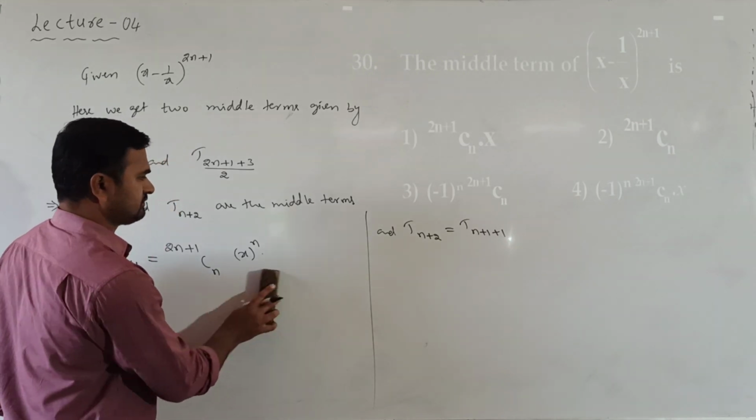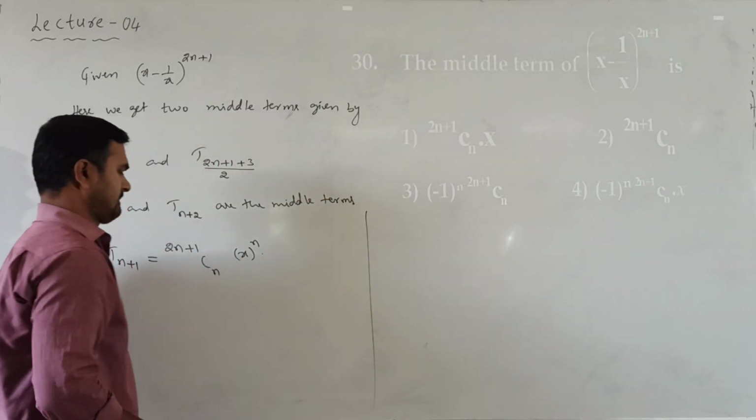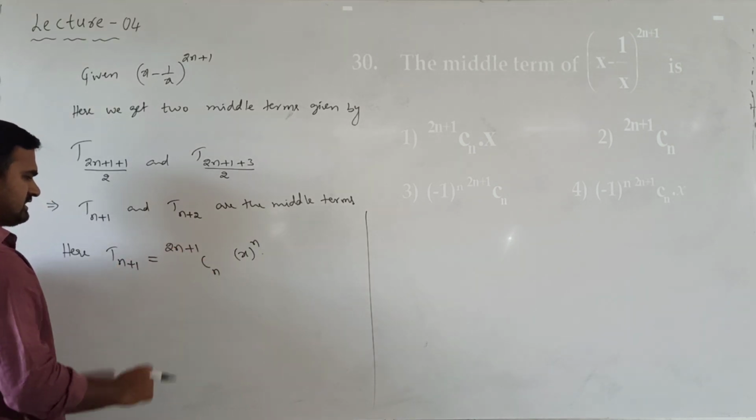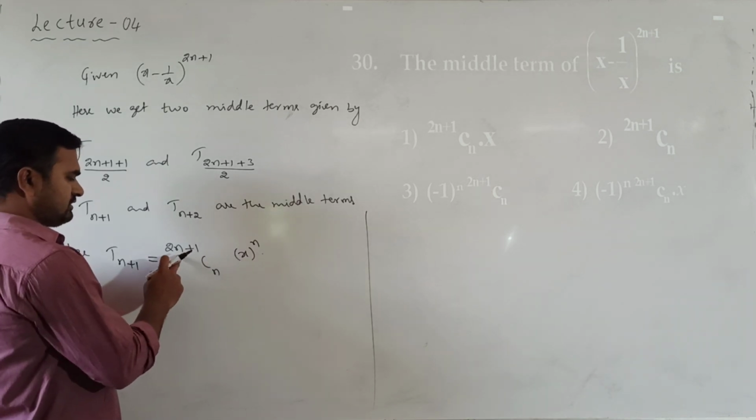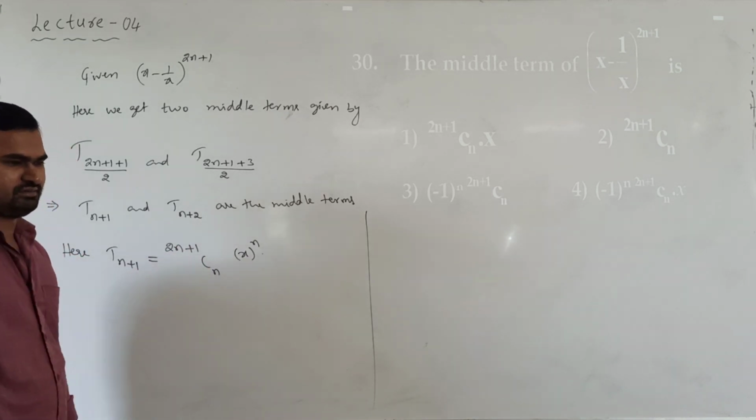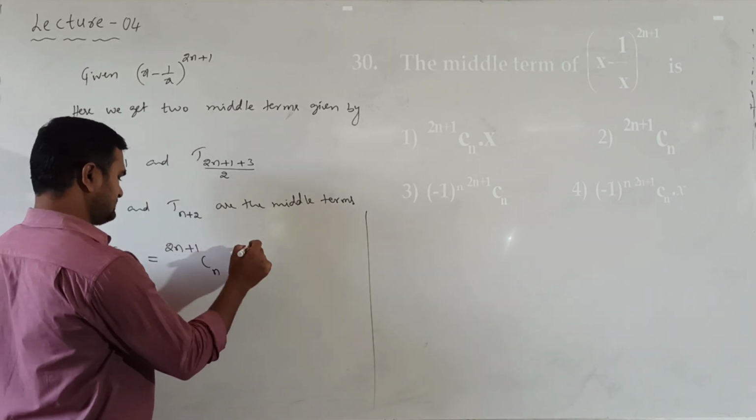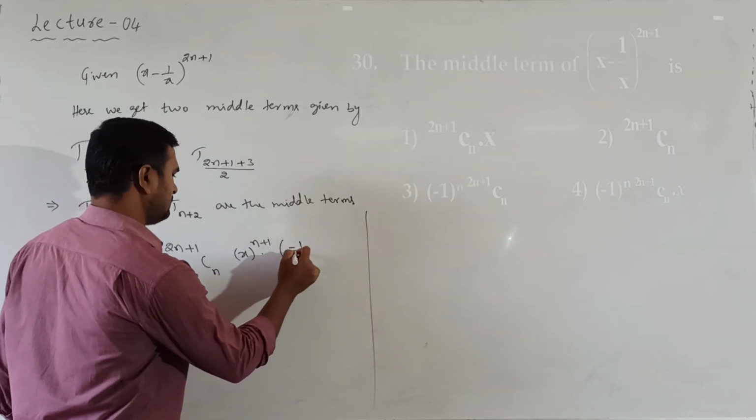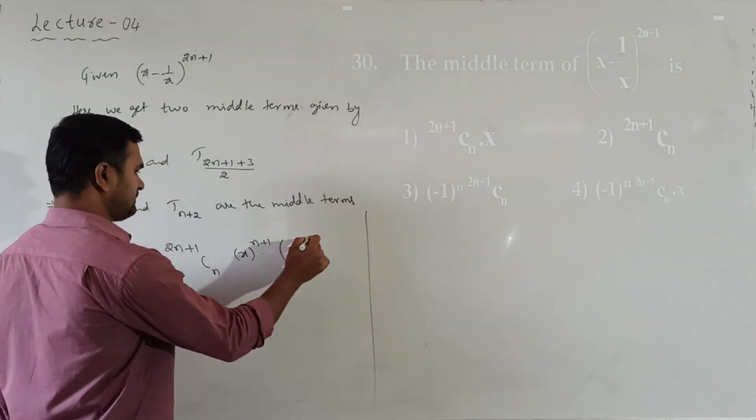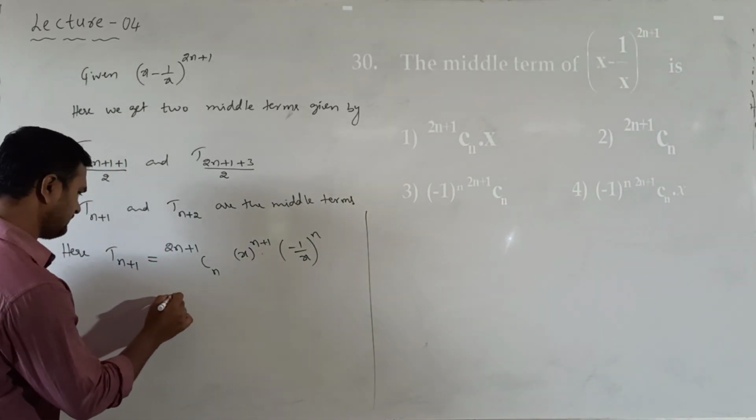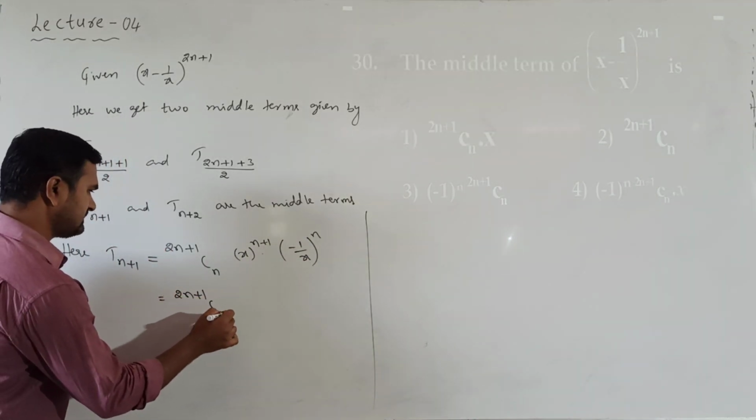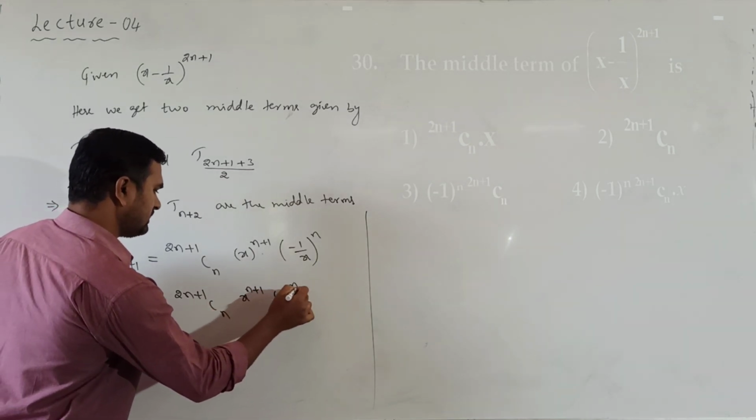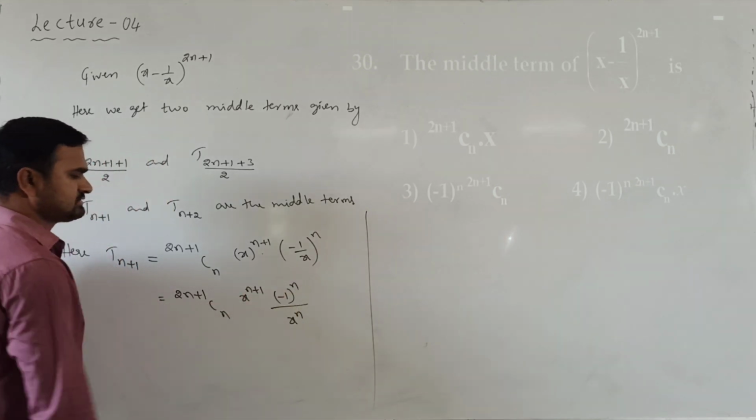Correct here. Expanding the T n plus 1, it is 2n plus 1 C n into x to the power of 2n plus 1 minus n. So 2n plus 1 minus n means it is n plus 1, into minus 1 by x power n. So simplifying, 2n plus 1 Cn x to the power of n plus 1 minus 1 power n divided by x to the power of n.